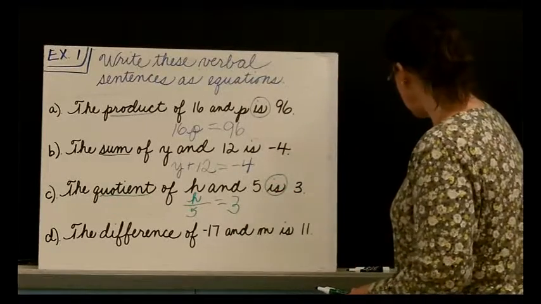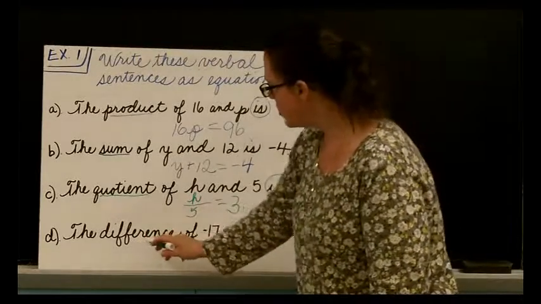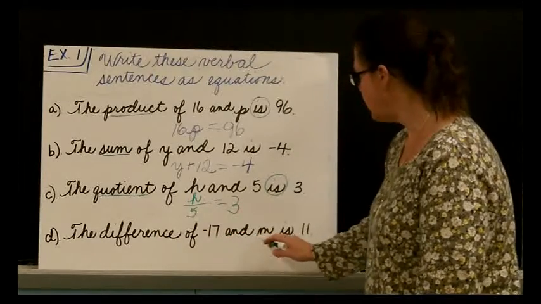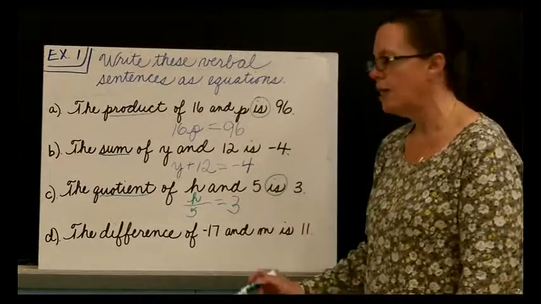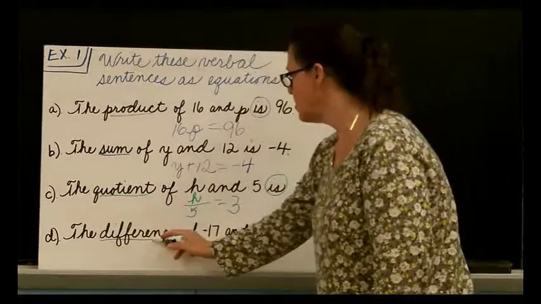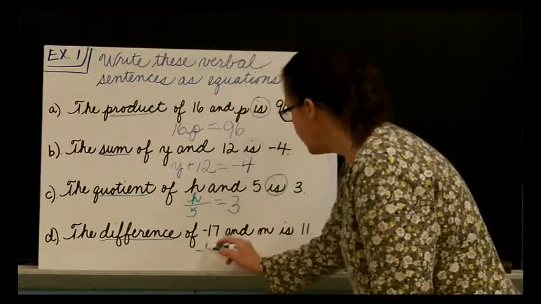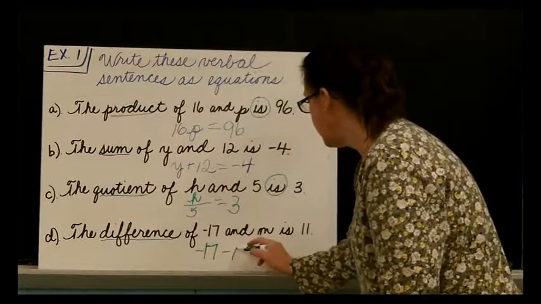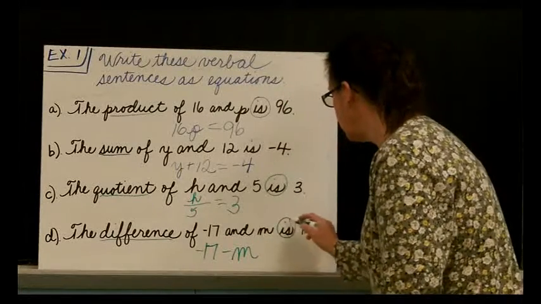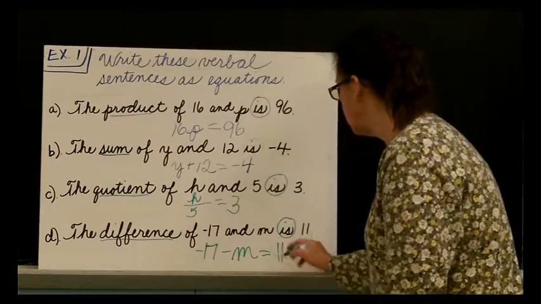And then part D. The difference of -17 and m is 11. This word difference tells us that we are subtracting. We are subtracting -17 and m, and that equals 11.